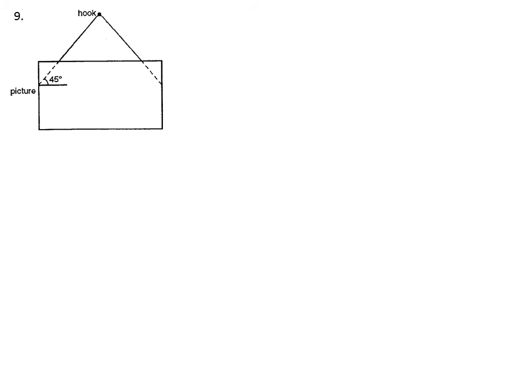Okay, we now do question 9. In this question, we have a picture hanging from a hook with a string, right? So the first thing we do is we draw a free body diagram to identify the forces acting on the picture.